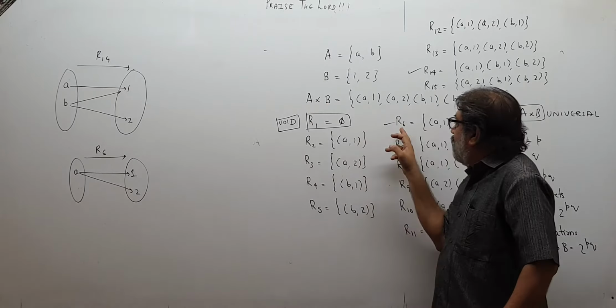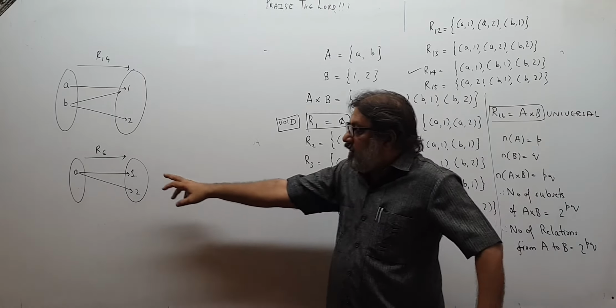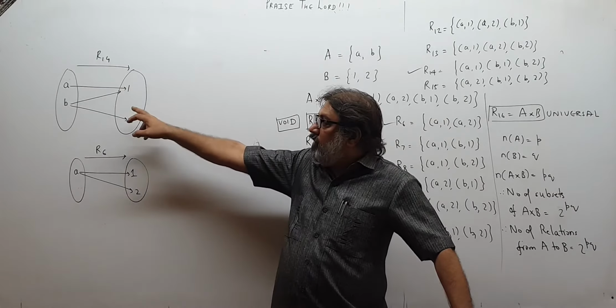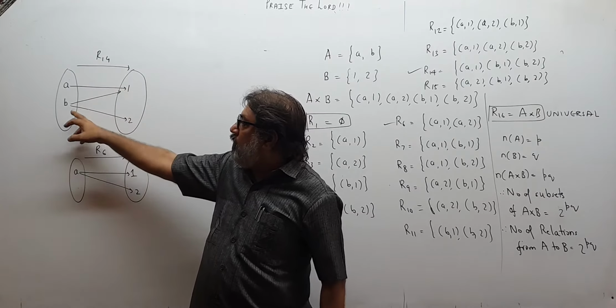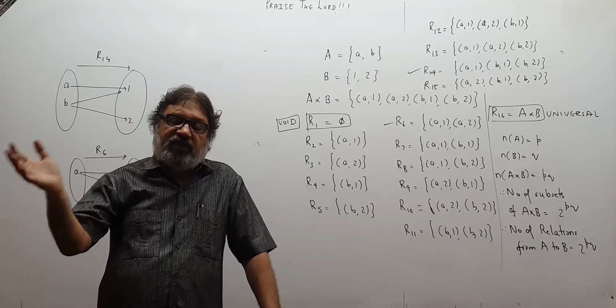Then we see in the relation, like in R6, A connects with 1, A connects with 2. Over here, A connects with 1, B corresponds to 1, B corresponds to 2. We draw arrows like this from the first set to the second set.